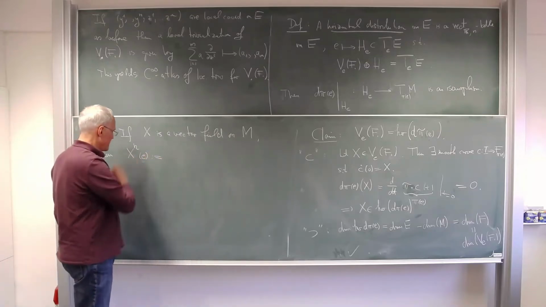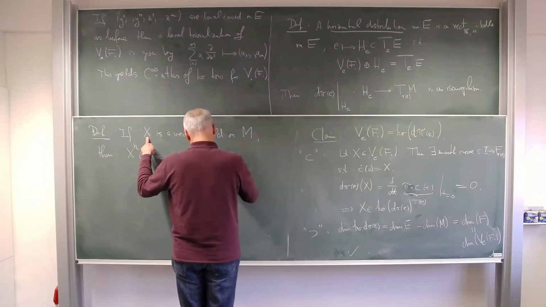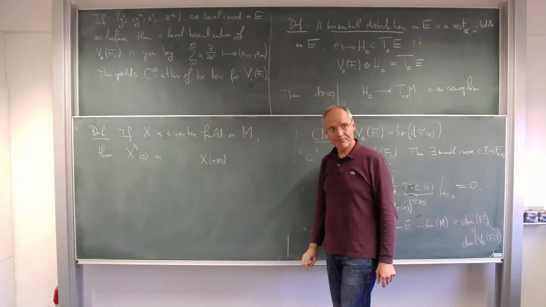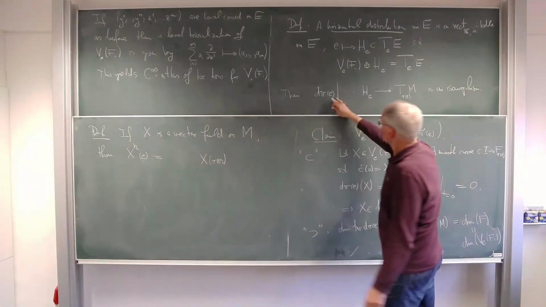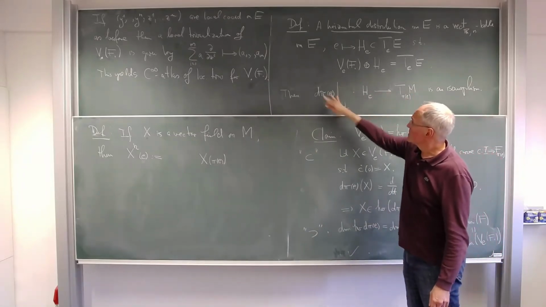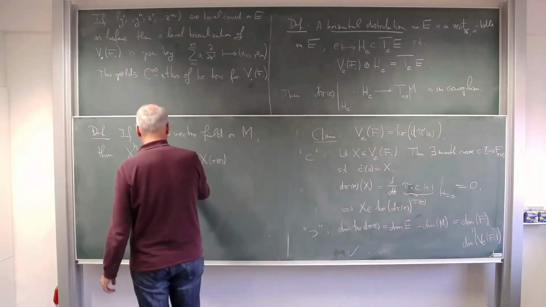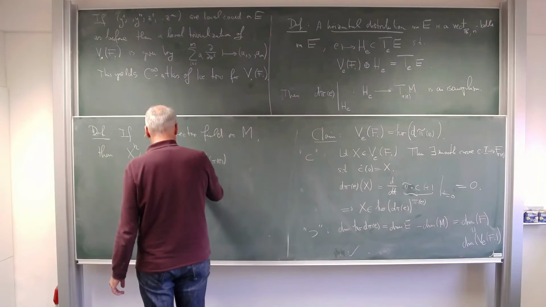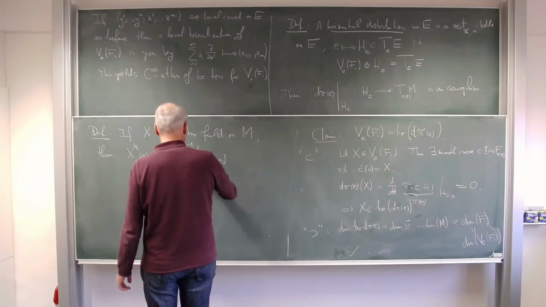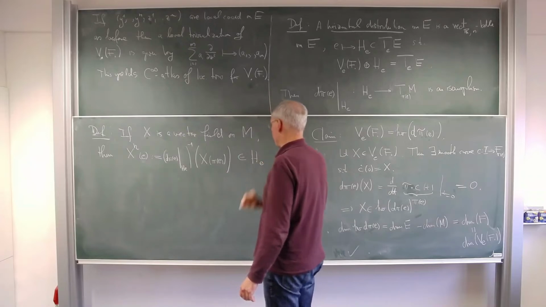is defined as follows. Take the vector field on the base manifold, so we can evaluate it at pi of E, which is a point in M. So that's an element in here, and we can take the inverse of this isomorphism to get an element in here. So let's do that: (dπ restricted to H_E)^{-1} applied to this thing. This gives me then an element in H_E.